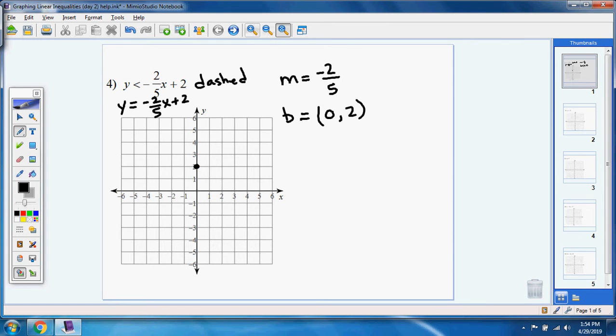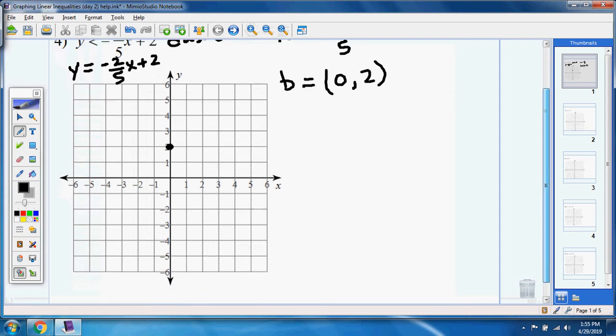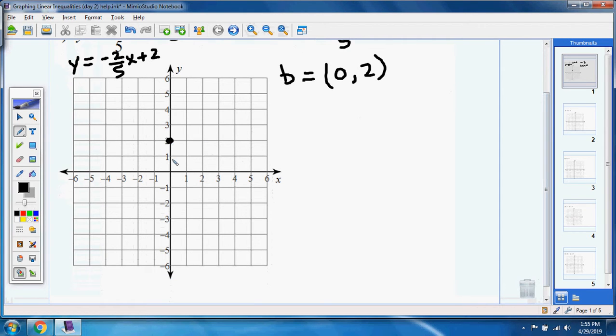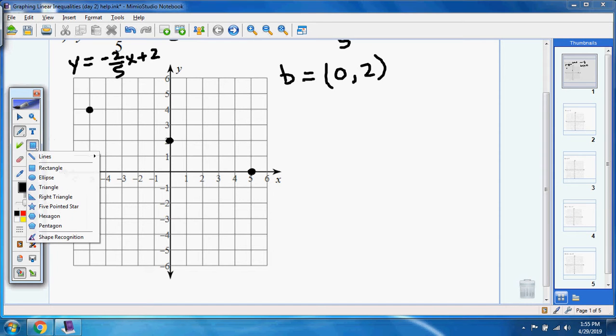So now that I have that information again, I'm going to go ahead and plot my starting point, which is my y-intercept at 0, 2. And then according to my slope again, I'm going to count down 2, right 5. Down 1, 2, right 5. If you notice, I run out of room. So again, this is our backwards thinking. Up 1, 2, left 5. Due to it being a dashed line, go ahead and line up your straight edge and connect it.